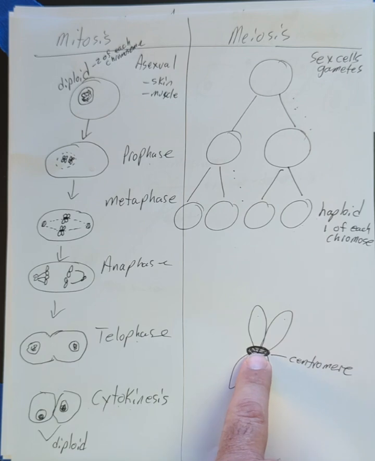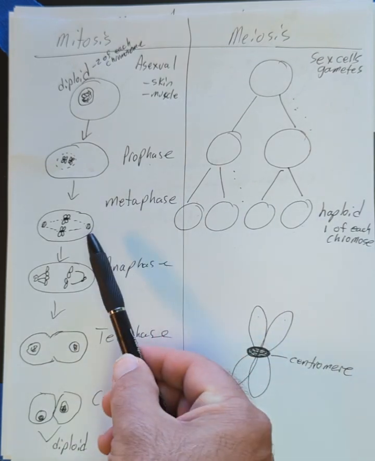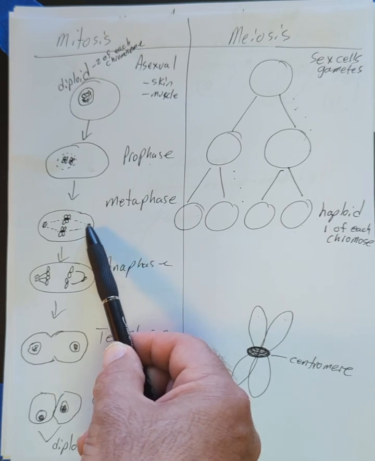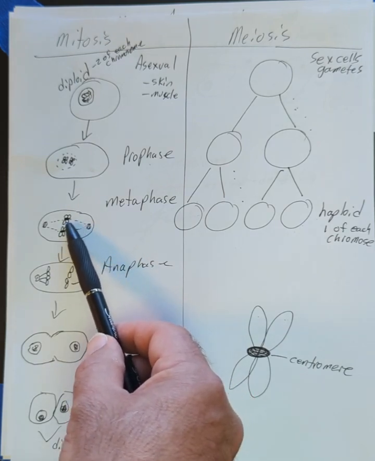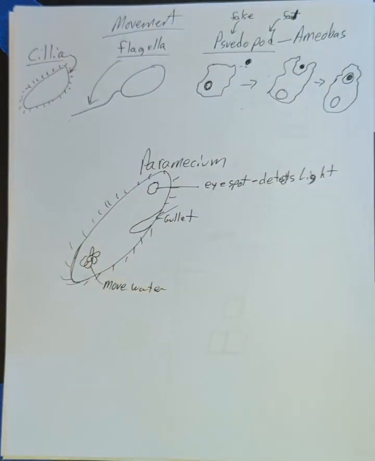The centromere is the part that holds the 2 sister chromatids together. These little things here are centrioles. They attach these spindle fibers and pull the chromatids apart.